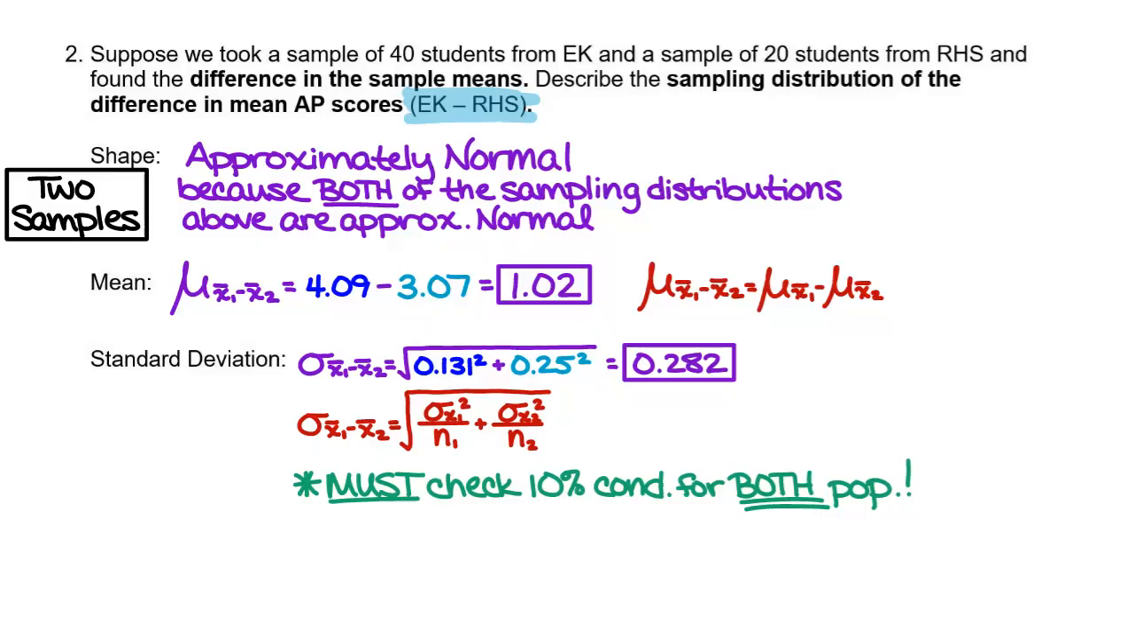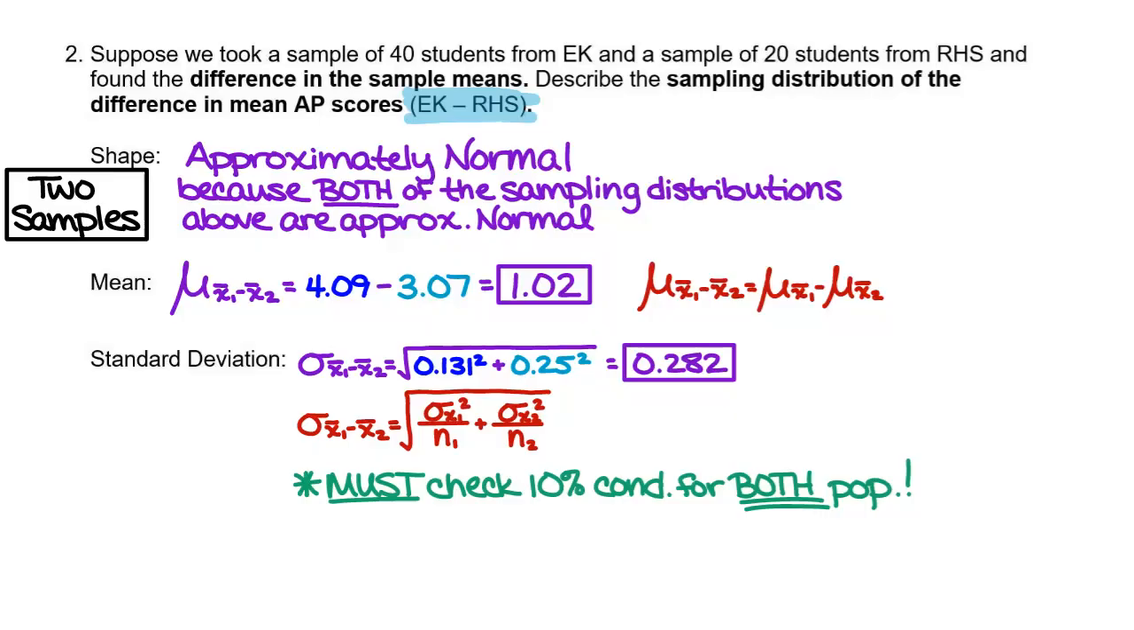So, with this in mind, let's see if we can go down and answer question number 3. Calculate the probability that a random sample of 40 East Kentwood students has a higher mean or average AP score than the random sample of 20 RHS students.